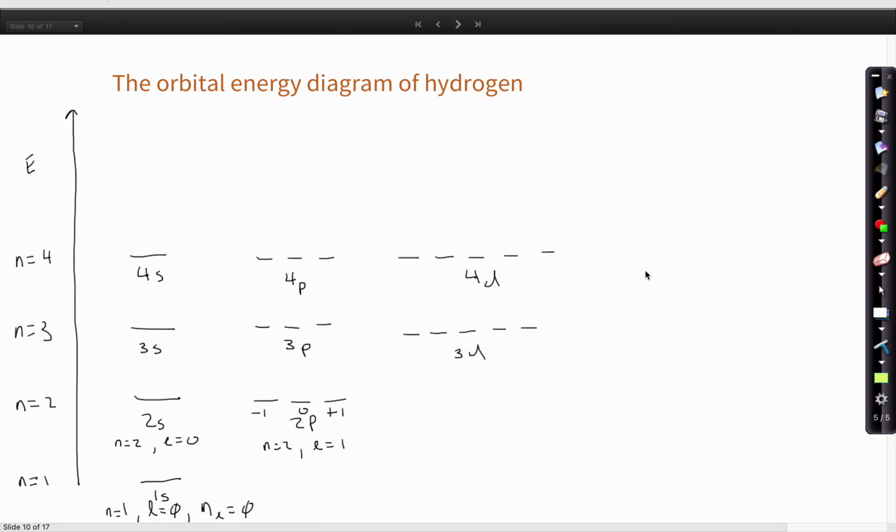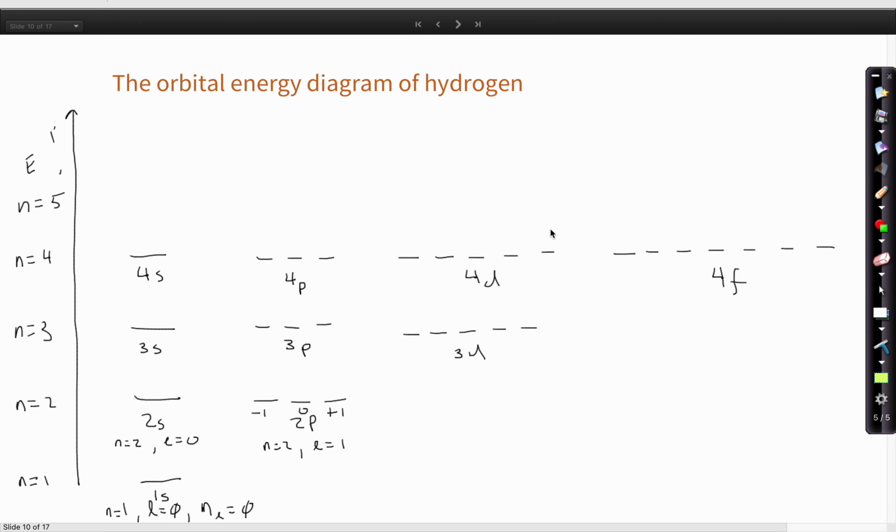And 4 also has the possibility of f. So that occurs in sets of 7: 1, 2, 3, 4, 5, 6, 7. And that would be the 4f's. And then we could keep going. We could do n equals 5 and as high as we want to go.